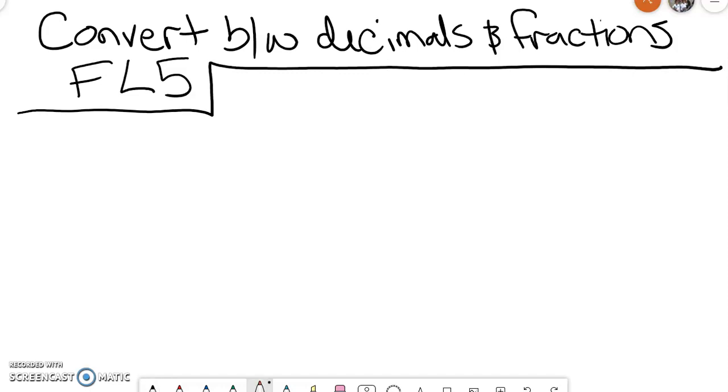Let me see if we can use some fun coloring. That's difficult. Let's not do that. I'm going to go to regular colors.